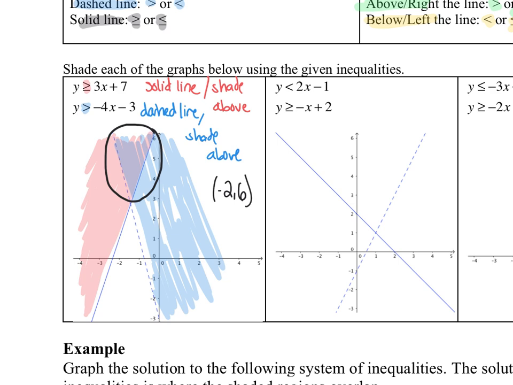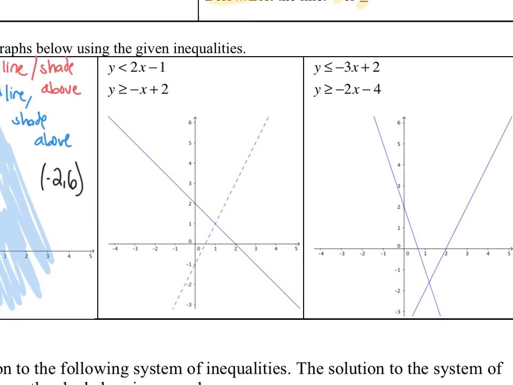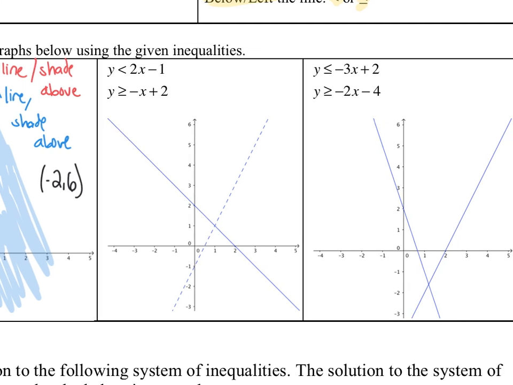Okay, so let's try a couple more examples. So that was the shading way. Let's try the cross-hatching way, which is if you don't have any different colors for your paper, then you would probably want to do it this way. So in the first one, we have y is less than 2x minus 1. I know right off the bat that that's going to be the dashed line in my picture, and less than means to shade below. So I know I'm going to shade below the dashed line.